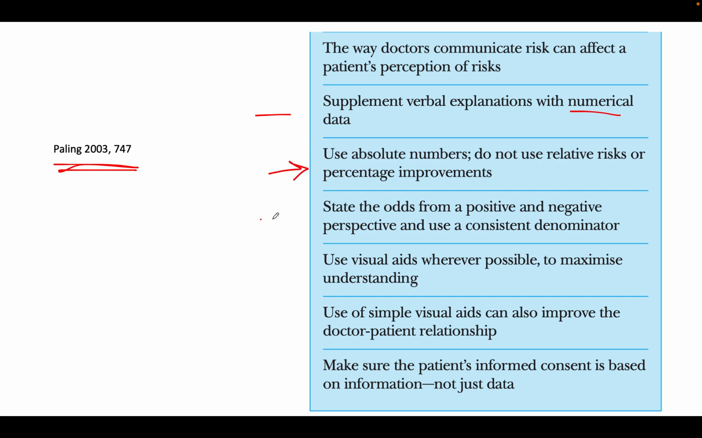State the odds from a positive and a negative perspective, right? 9 out of 10 people recover from this. 1 out of 10 people do not recover from this. Using visual aids whenever possible, and we can imagine why that might be helpful. And then make sure the patient's informed consent is based on information, not just data. I think by information here they mean data that the patient has understood and processed.